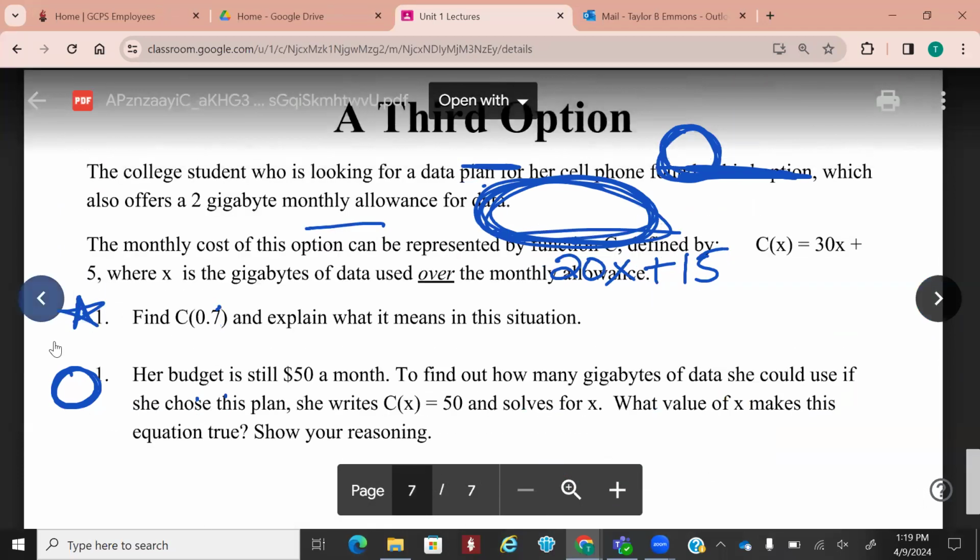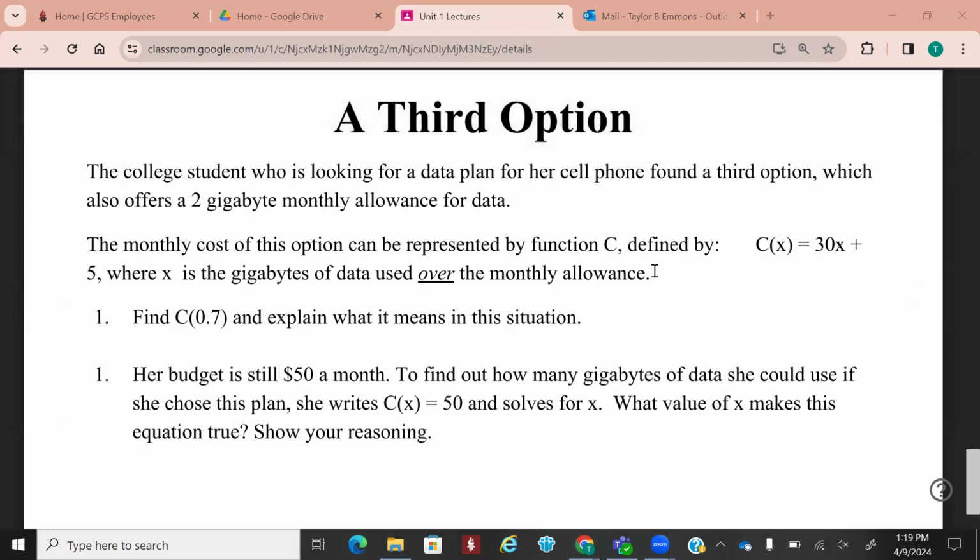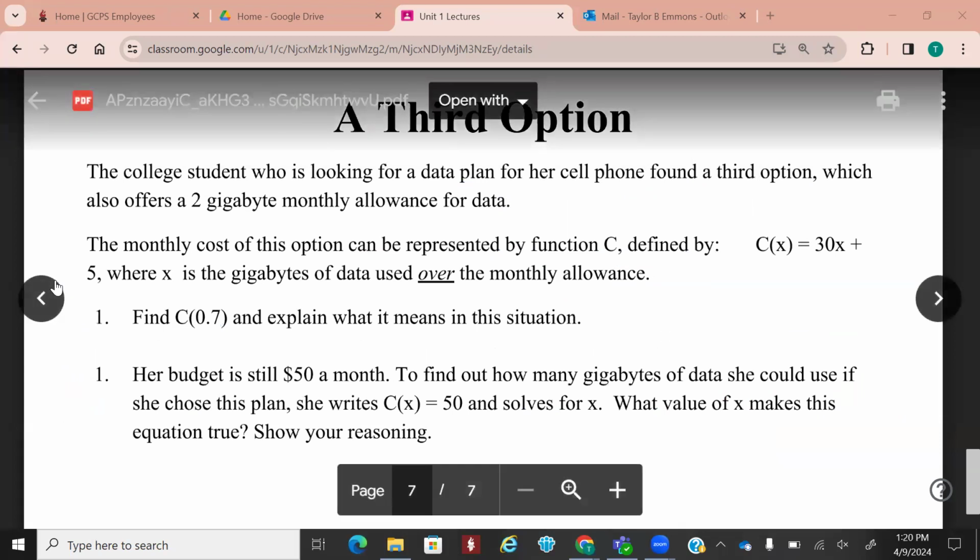Go ahead and take a moment, look this one over and see if you can get it. The college student who is looking for a data plan for her cell phone found a third option, which also offers a 2 gig monthly allowance for data. The monthly cost of this option can be represented by this equation, where X is the gigabytes of data used over the monthly allowance. Find C of 0.7 and explain what it means in the situation.